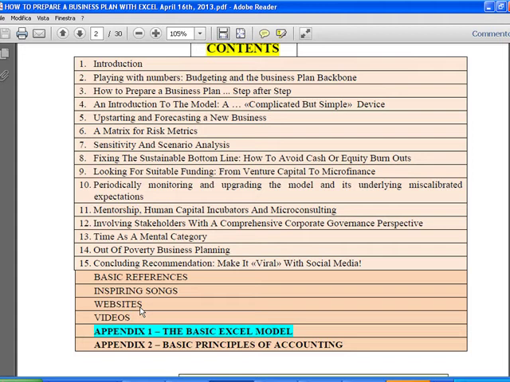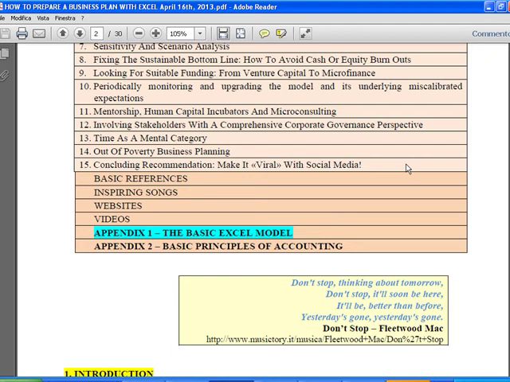The two most important background ideas behind a business plan are to have a basic knowledge of accounting, the balance sheet, the profit and loss account, and the combined cash flow statement, and also to know how to use in an elementary way Excel and Microsoft spreadsheets. Now we go through the introduction.